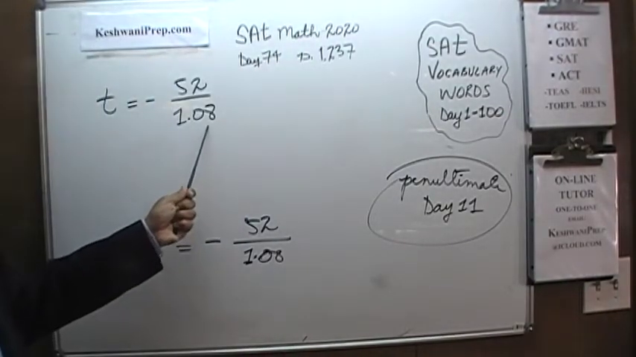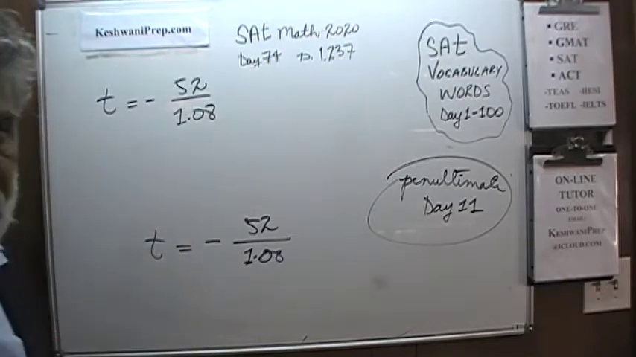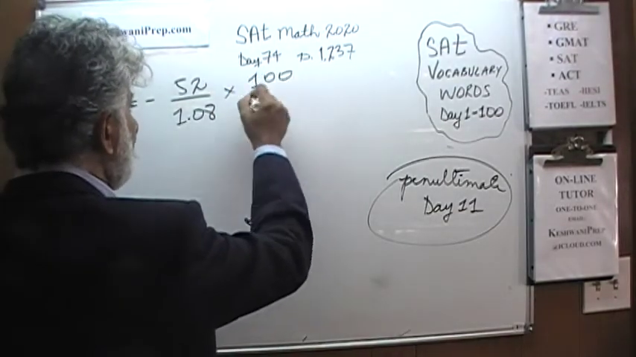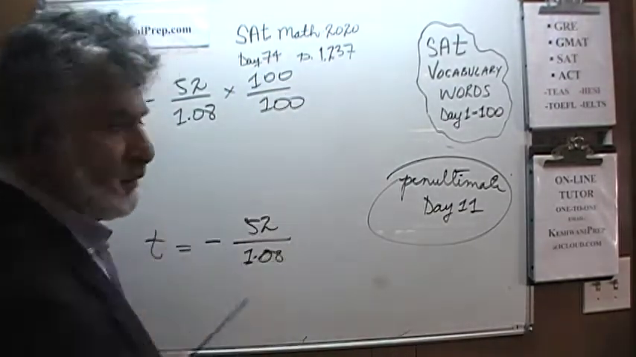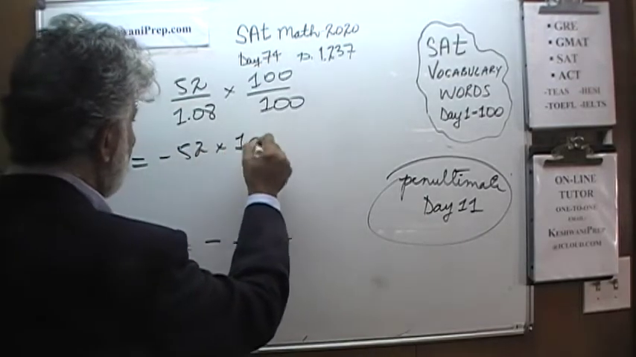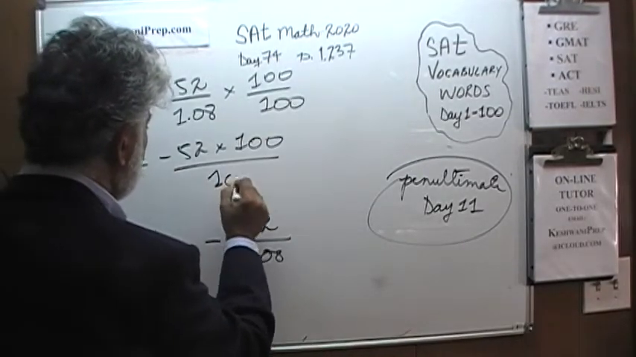First thing I'm going to do is get rid of this decimal because I hate decimals. I hate dealing with decimals. I abhor them. I detest them. So let's multiply top and bottom by 100 so we can get rid of this decimal. And we end up with negative 52 times 100 over 108.